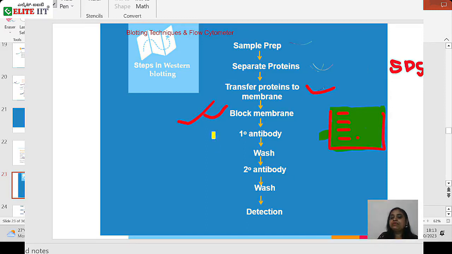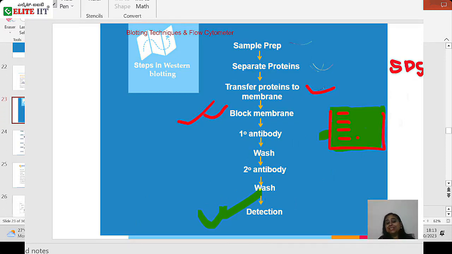Now if you wash it, what will happen? Unbound samples will be removed. If specific antibodies are present in the place, you will get a band. So finally you can detect it. This is the case in western blotting. Exactly everything is the same. The basic method, basic principle is the same. A slight difference is there, nothing else.